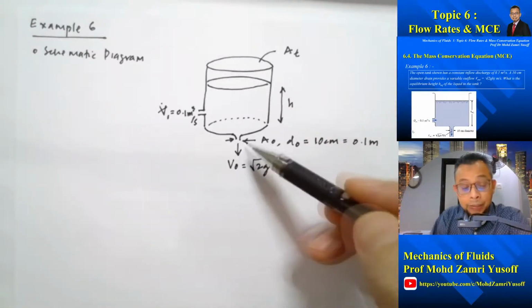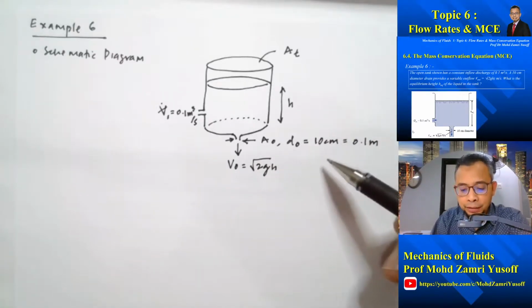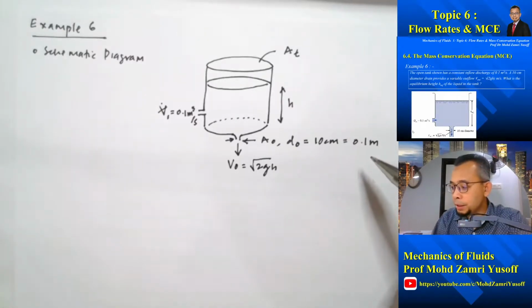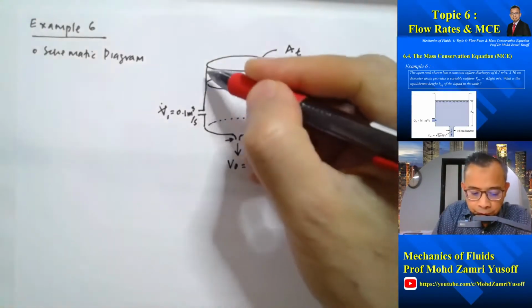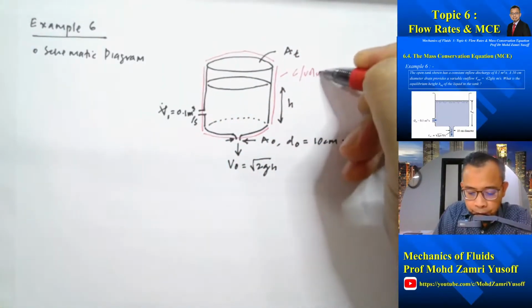And then let's say the cross-sectional area of the drain is equal to A naught, and the diameter of the drain is given as 10 centimeter or 0.1 meter. So the whole of the tank is our control volume.